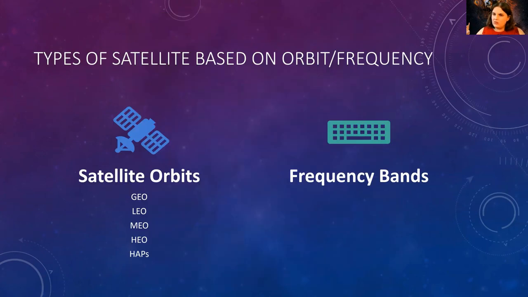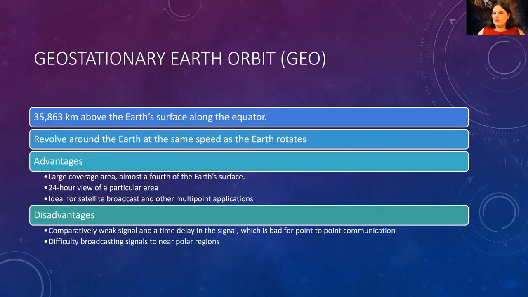So we have all different types of satellites based upon what they're used for. But where are they located? Let's describe the different types of satellites based upon their orbits or their frequencies. The first type of satellites are known as geostationary Earth orbit satellites. They're 35,000 kilometers above the Earth's surface, and they go along the equator, so they stay in one relative position for a long period of time.